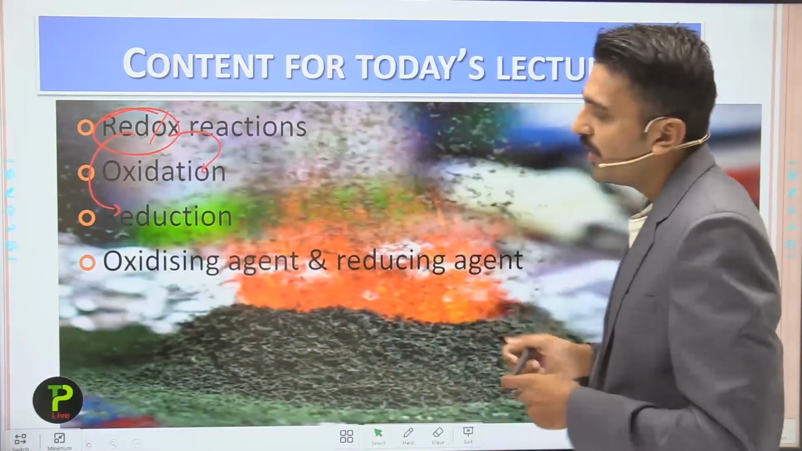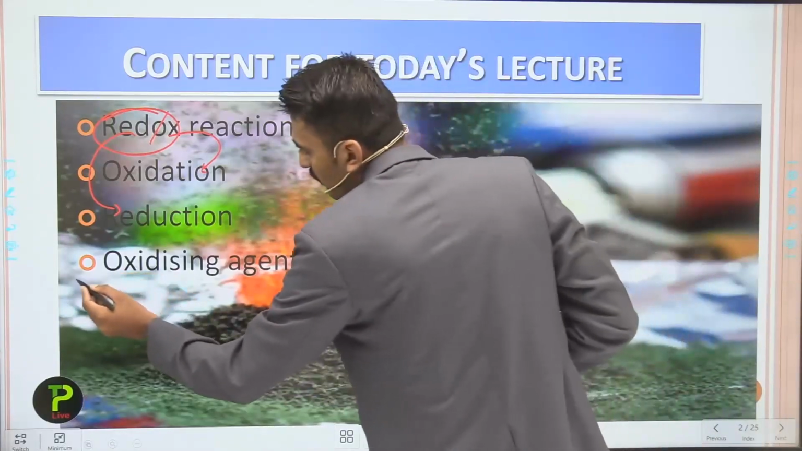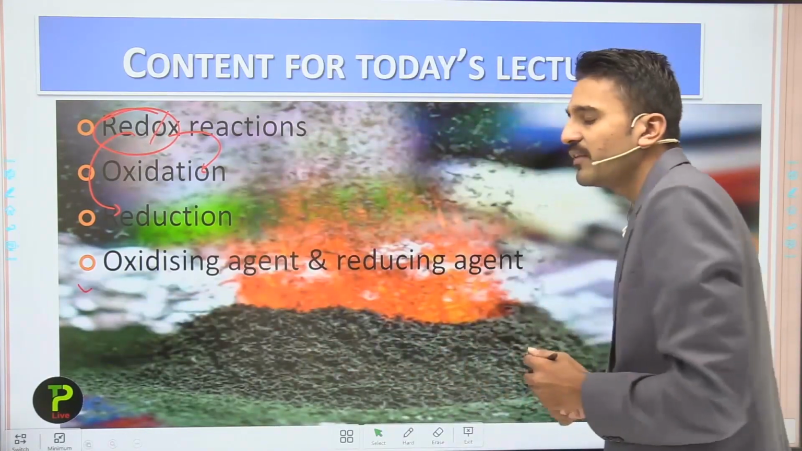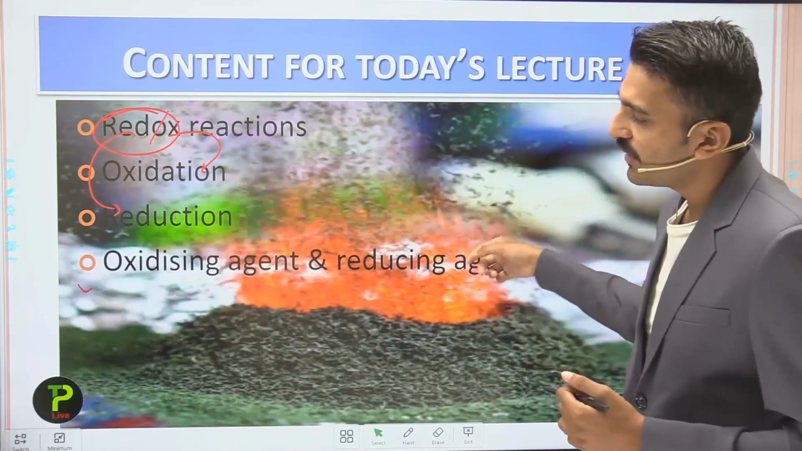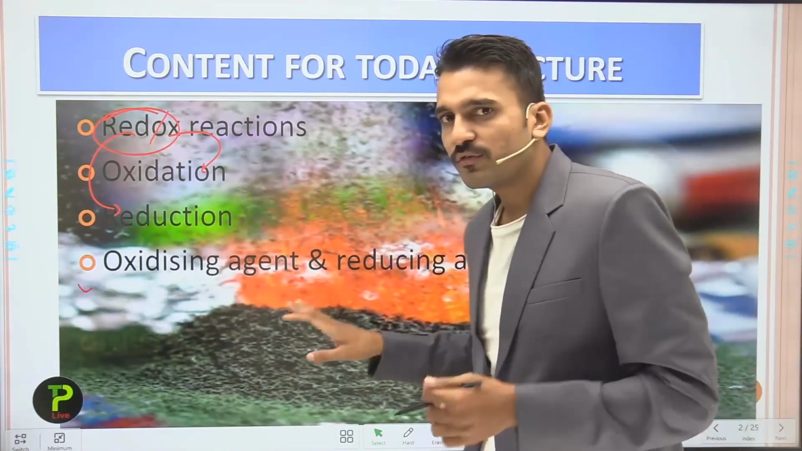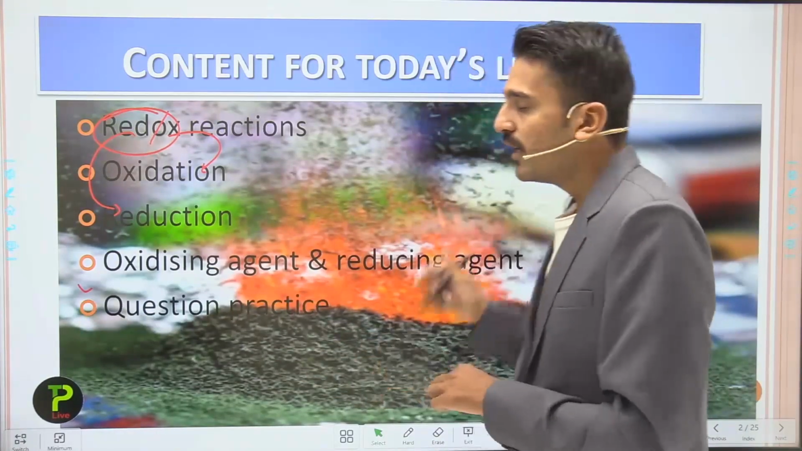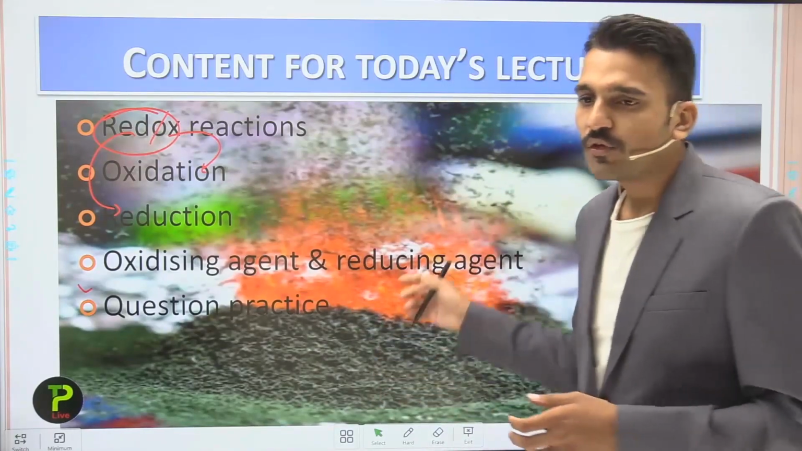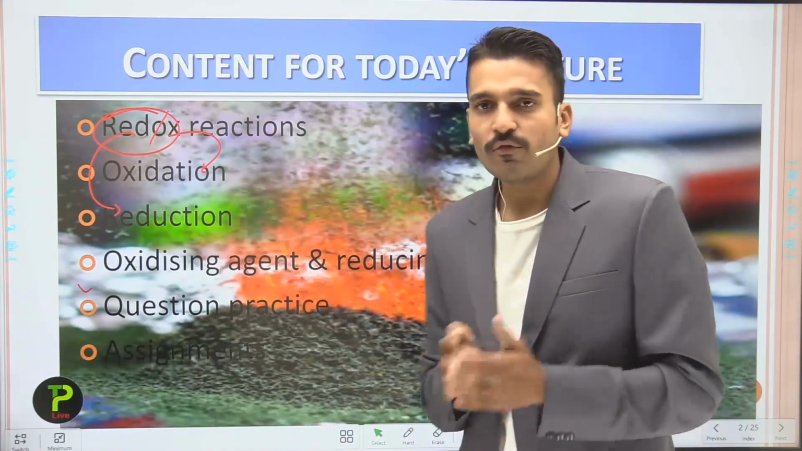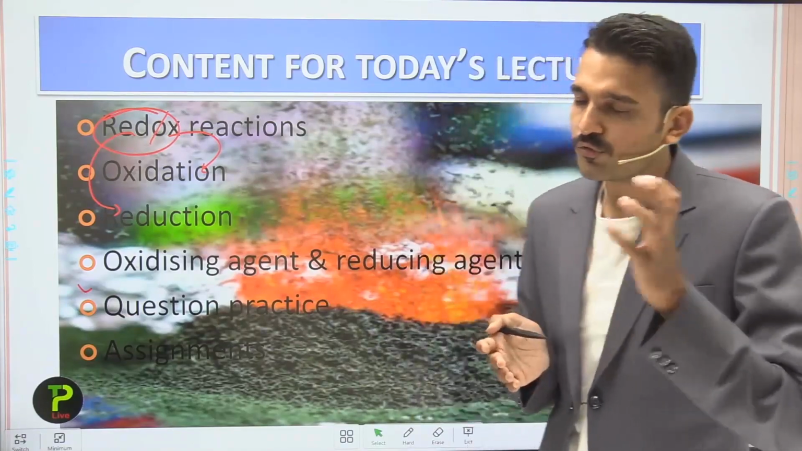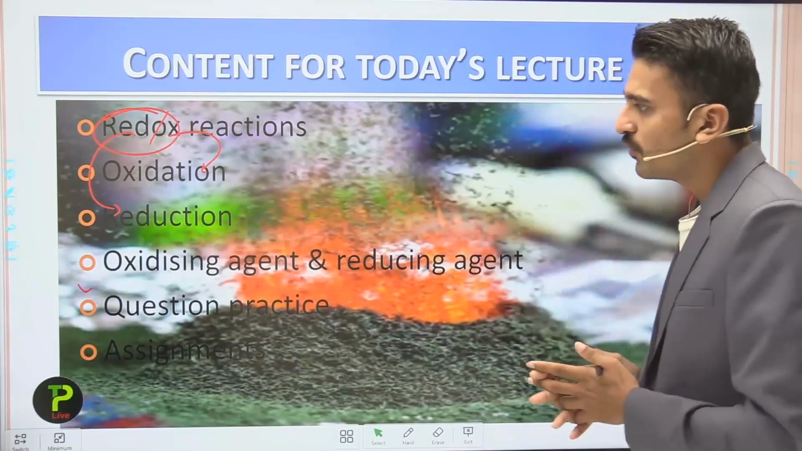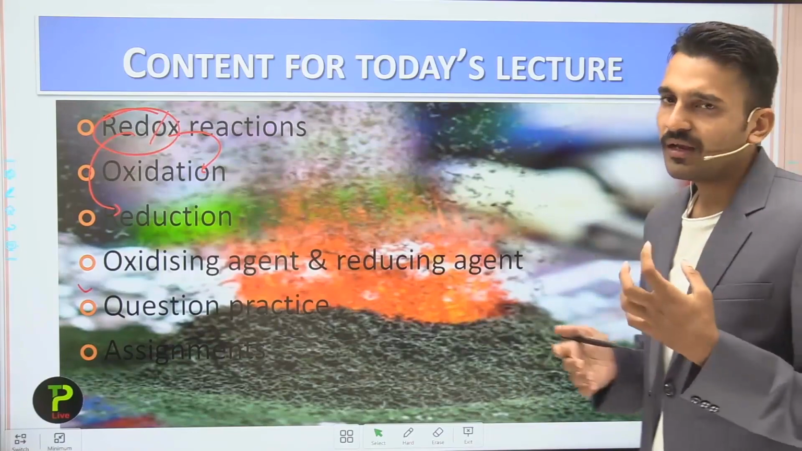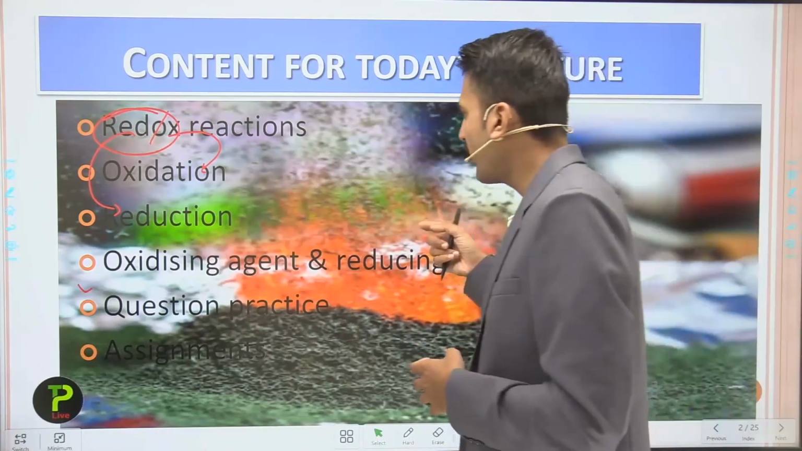Next we are interested in the oxidizing agent and the reducing agent. After that we will see some questions. We are going to practice some questions, and then we will move on to the questions and assignment for you. The assignment is totally for you, so you have to do the assignment. So without wasting any further time, let us start with the redox reactions.